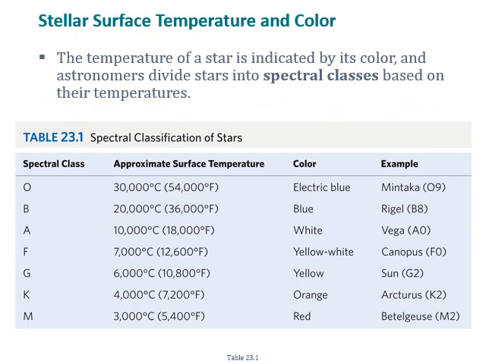The temperature of a star is indicated by its color, and astronomers divide stars into spectral classes based on their temperatures. Spectral classes are O, B, A, F, G, K, and M, going from highest surface temperature to lowest surface temperature. Note that colors are blue for the highest temperature stellar surfaces, white and yellow for middle temperature, and orange to red for lowest temperature.